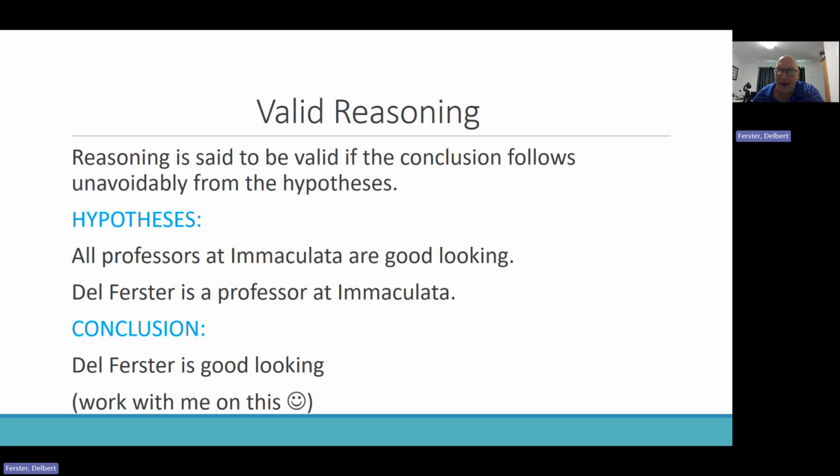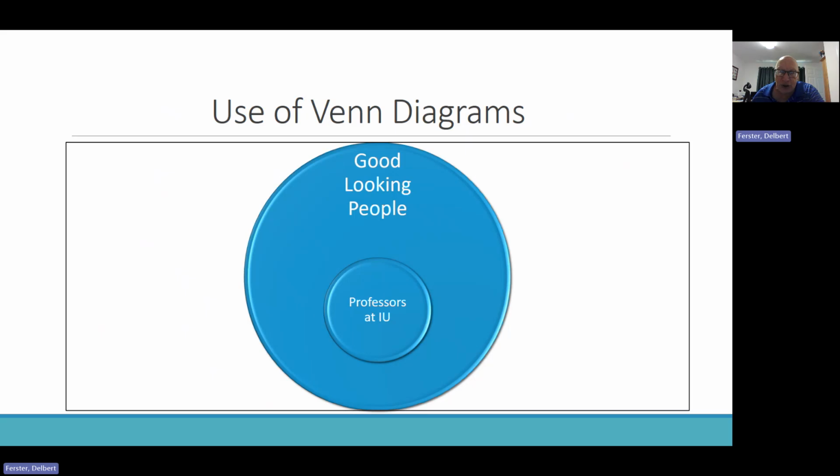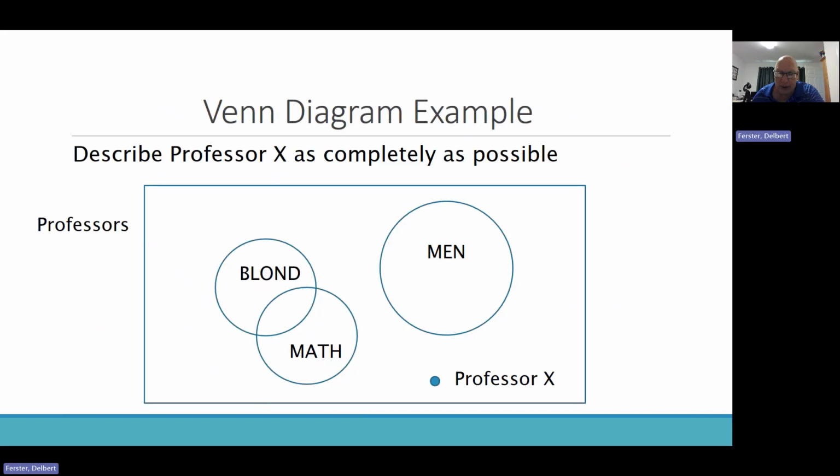All right, so a little Venn diagram to help us. The big outside circle is all the good looking people in the world. And contained inside that big outside circle is the set of professors who reside at Immaculata. So those premises said that all professors at Immaculata were good looking. And that's kind of what we see here. Everything inside that little circle is also contained inside the big circle. And oh my, there's Del Furster. He just showed up. He is, in fact, a professor at Immaculata. And I do believe it is valid then for us to conclude that Del Furster is good looking.